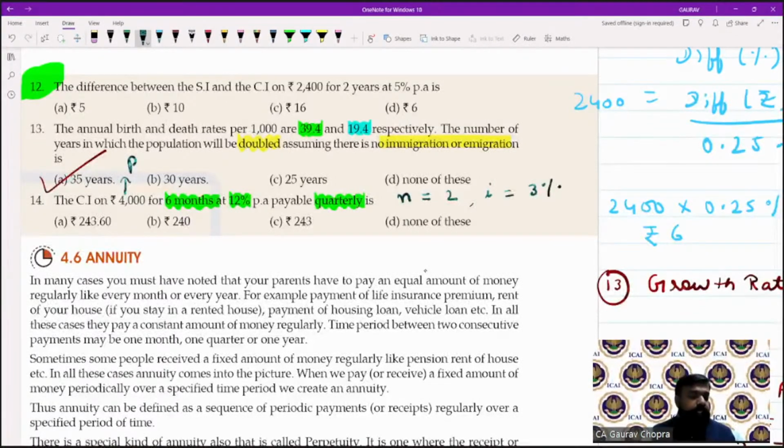So let's calculate and let me know. So everyone has given option number A. Yes, 243.6, option number A, everyone is correct. Then Dimple is asking about to repeat question number 4.